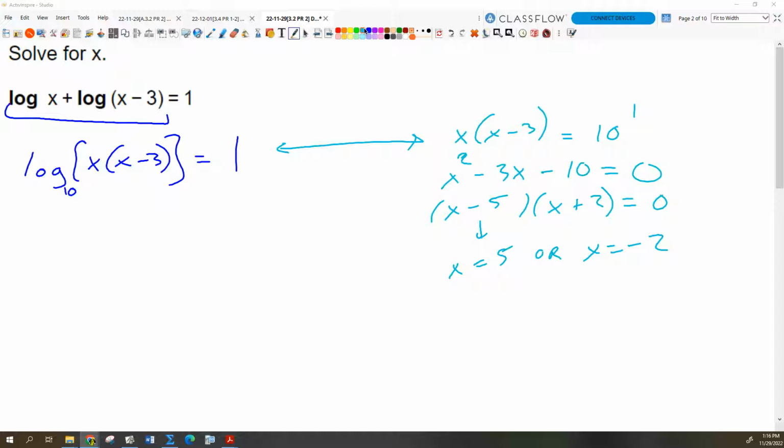Well, negative 2 is not going to work, is it? Actually, yeah, it is. Huh. It is going to work. Because if I plug negative 2 in, I'm going to get negative 2 times negative 5, which is positive 10, and it works.